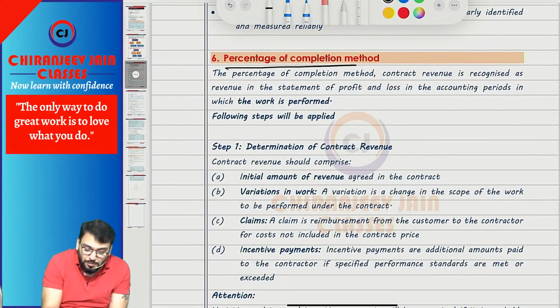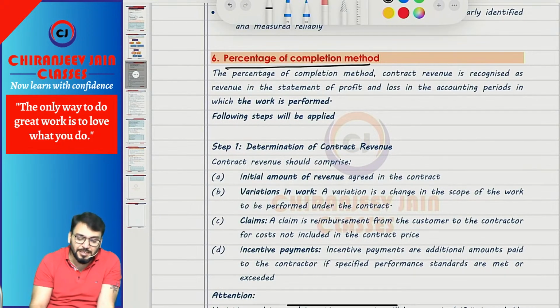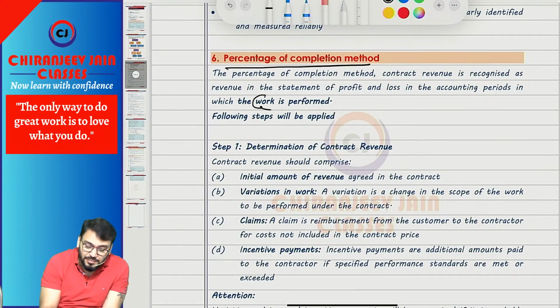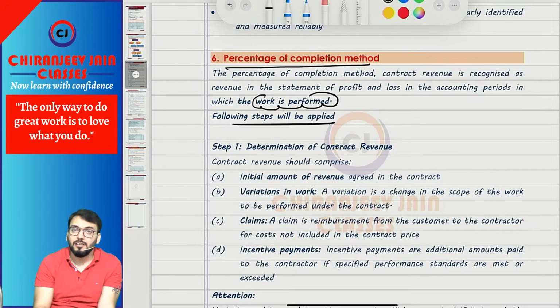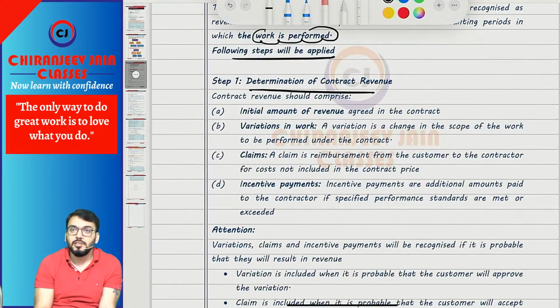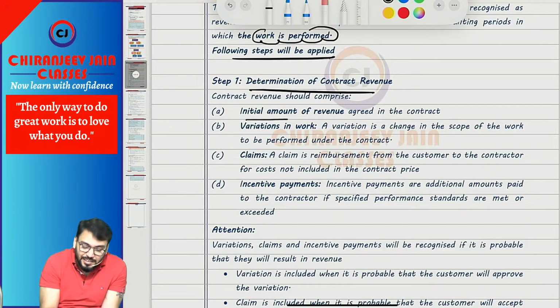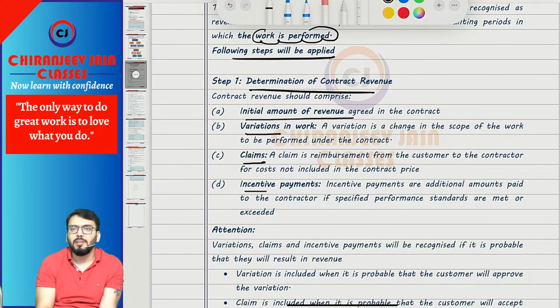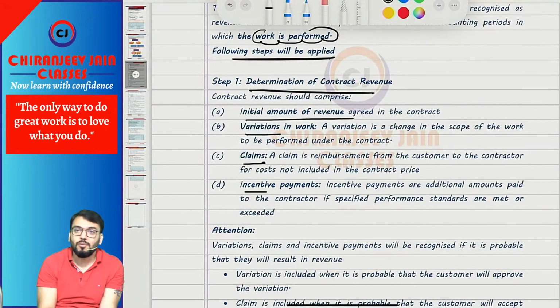Now what is percentage of completion method? Percentage of completion method means revenue will be recognized as and when work is performed. The following steps will be applied. First, determine contract revenue. Contract revenue means the initial agreed amount of revenue plus any variation plus any claim plus any incentive, or minus any penalty if there is any. So it will also include variation in the work, any claims or any incentive in the payment. That will also be included in the amount of revenue.